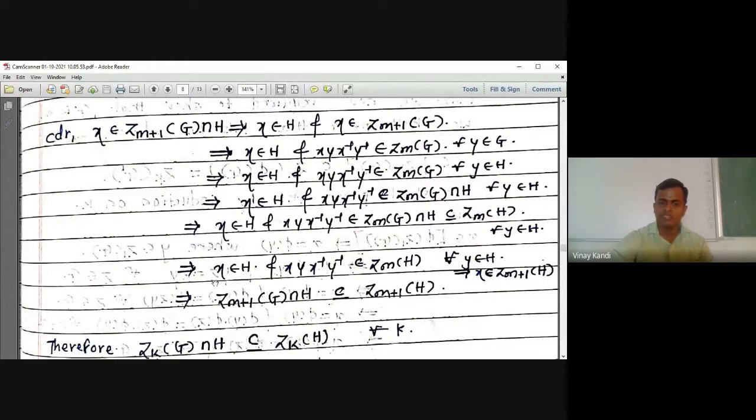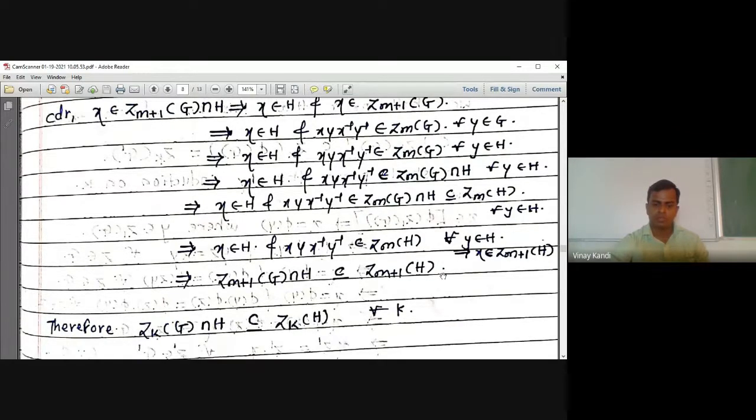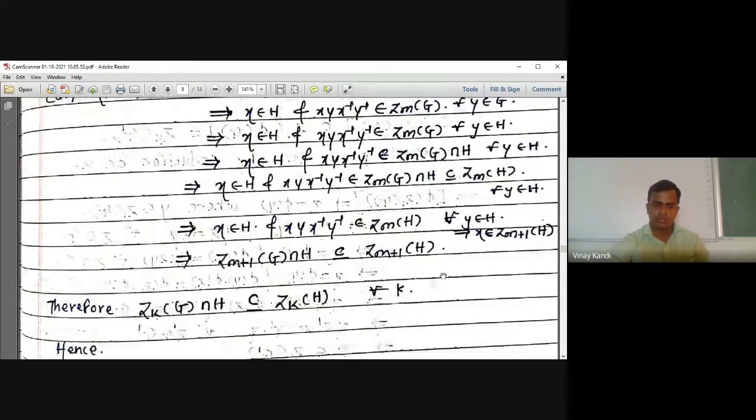Okay, it implies that x belongs to H and x inverse y inverse belongs to Zm of H, for all y belongs to H. It implies that Zm plus 1 of G intersection H is contained in Zm plus 1 of H. Okay? Okay, any difficulty?